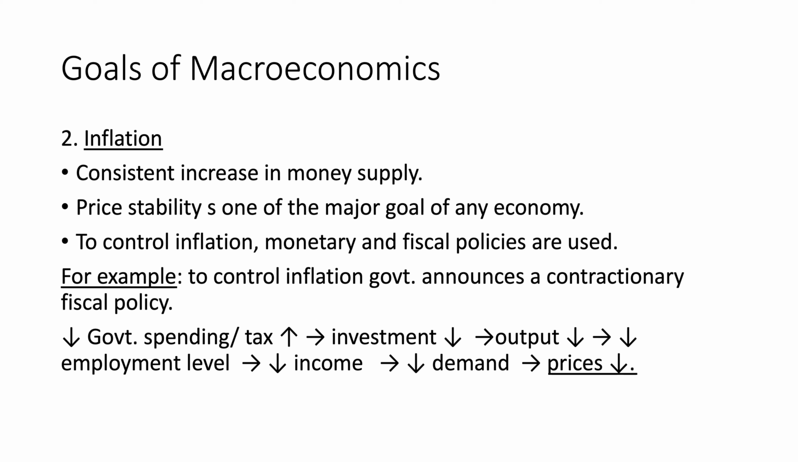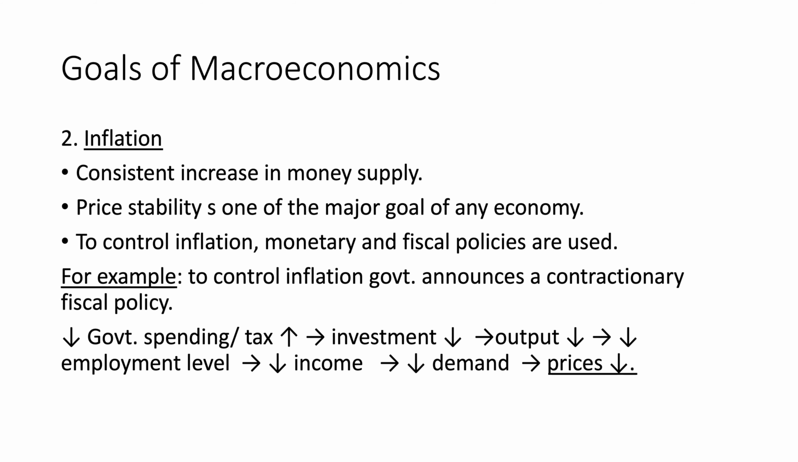Now it is the economy's choice or the government's choice which goal is more desirable. If the objective is to control inflation, then to control the price, the cost which the economy has to bear is lower output and a lower employment level. So it is the economy's choice, or the government's choice, which goal is more desirable.